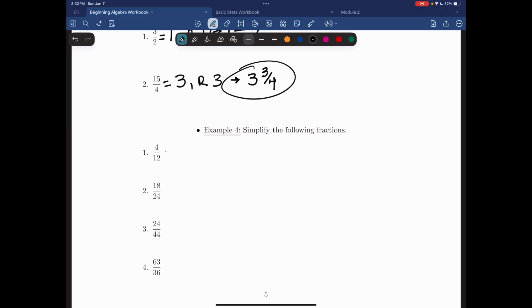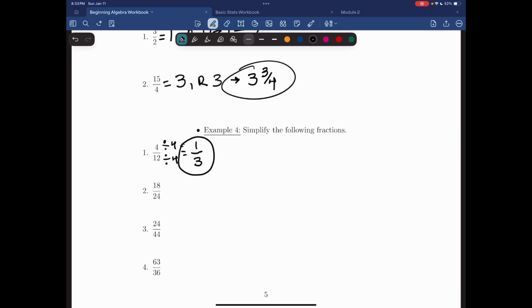So taking a look at example 1, we have 4 over 12. Now both these numbers are even, so we automatically know we can divide by 2. However, you can also take note that 12 divided by 4 gets you 3. So since that's a whole number, you can divide both the numerator and denominator by 4 right away. So then you only had to simplify this fraction once rather than twice. So 4 divided by 4 is 1, and 12 divided by 4 is 3. And 1/3, you can't simplify that anymore, so that is your final answer.